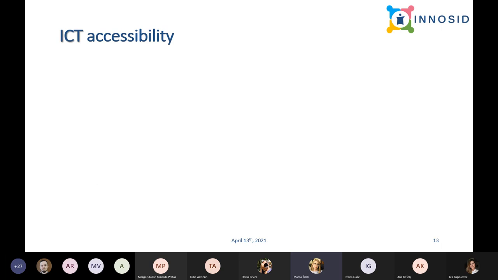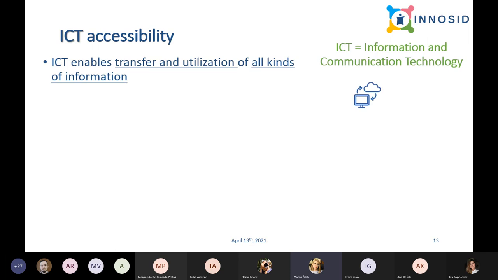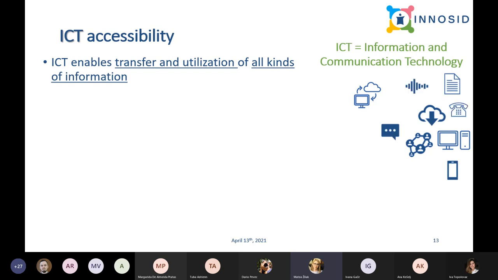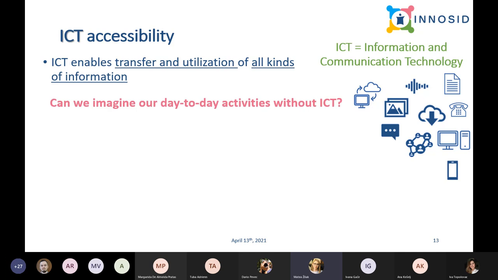When talking about accessibility, a very important part of it is ICT accessibility. ICT is an abbreviation for information and communication technology, and it includes computers, communication networks, and technology for processing, storing, and displaying all kinds of information such as images, texts, voice, etc. Having in mind that we all use social media, social networks, communication applications, and many other applications that you probably have installed on your mobile devices, I can only imagine what the answer to this question would be. So can we imagine our day-to-day activities without ICT?